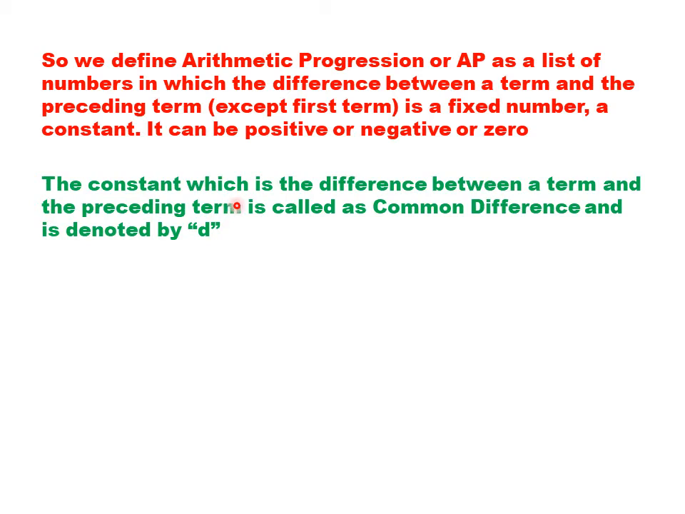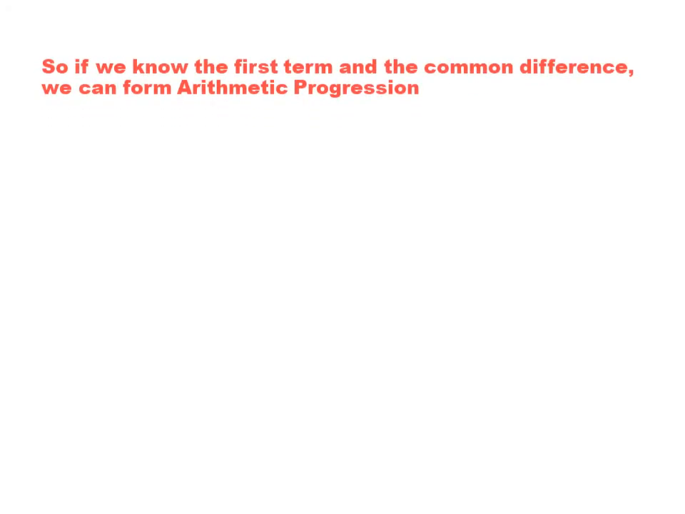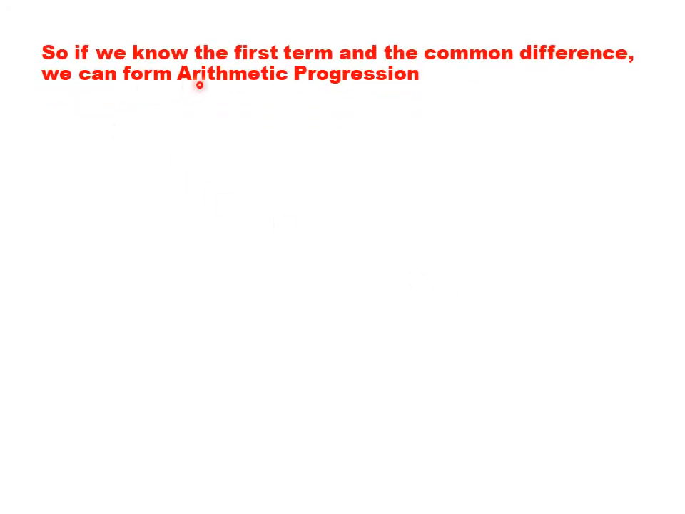The constant, which is the difference between a term and the preceding term, is called the common difference, and it is denoted by d. The first term is normally denoted by the symbol a. So if we know the first term and the common difference, we can form the arithmetic progression. We can form any arithmetic progression once we know the first term and the common difference.